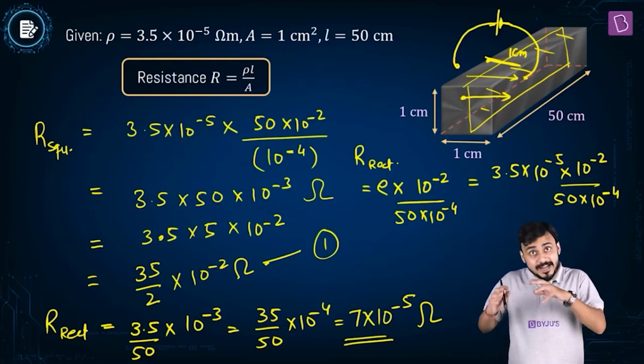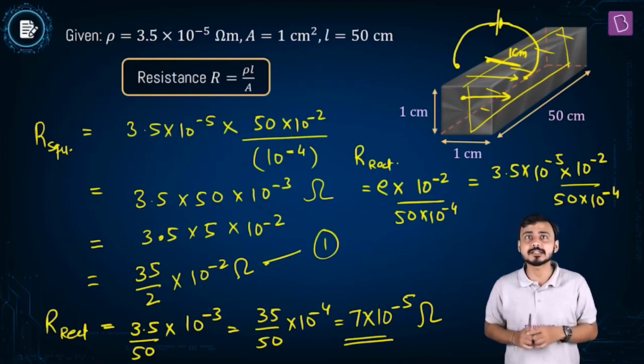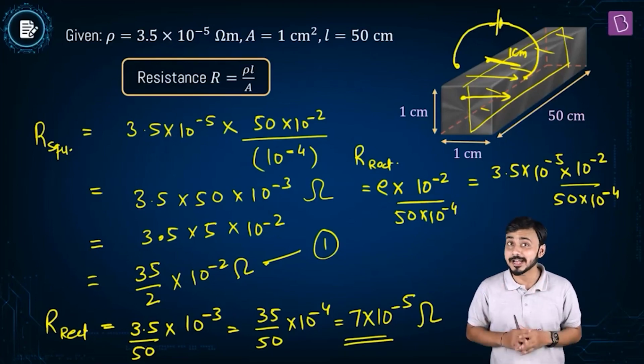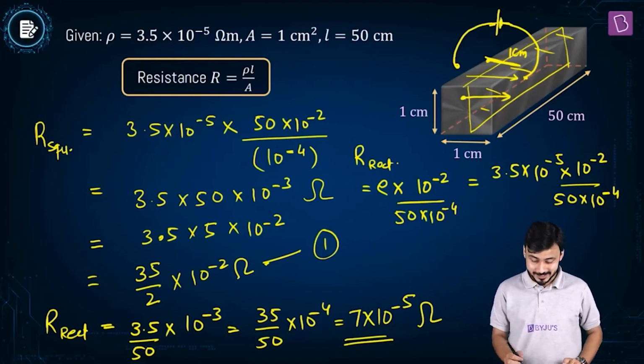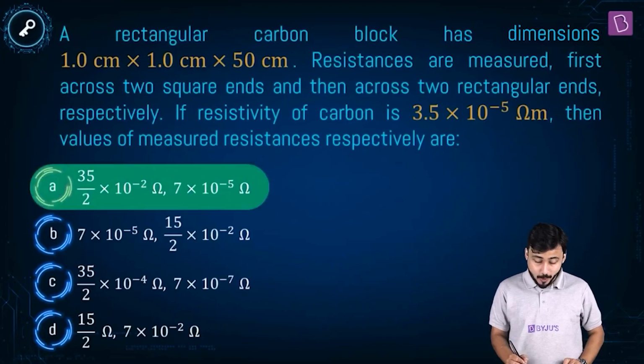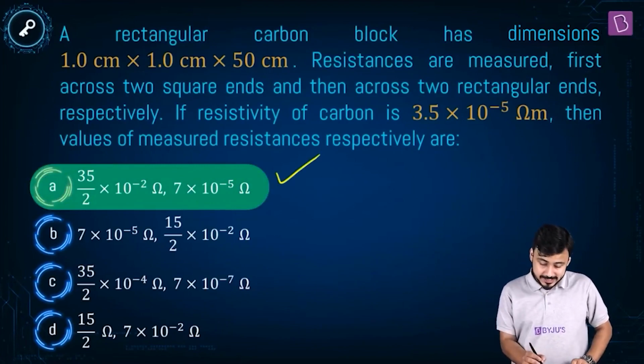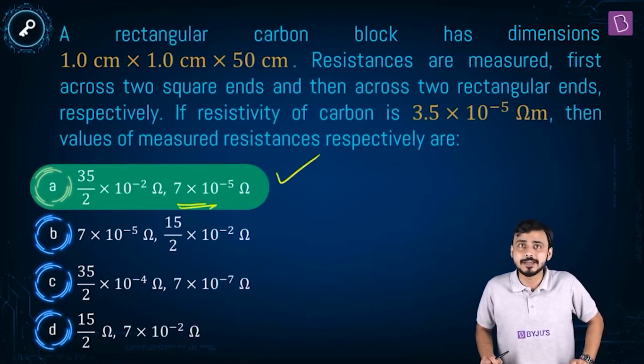So the answer here in the second case will be 7 into 10 raised to power minus 5 ohms. So depending upon the orientation, the resistance of the system is changing. Why? Because the length across the current flow and the cross-sectional area for the current are changing for the system. So in this case, the answer will be option A. The first case, 35 by 2 into 10 raised to power minus 2 ohms, and the second case, it's 7 into 10 raised to power minus 5 ohms.